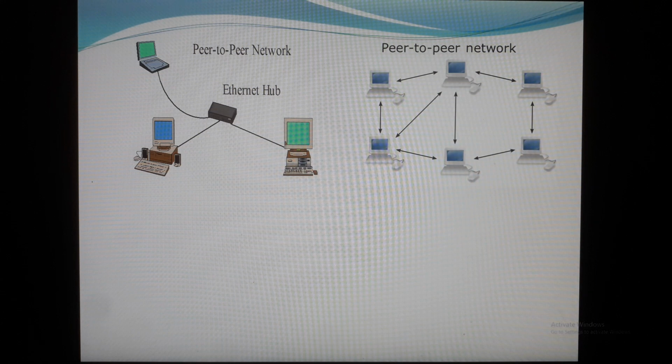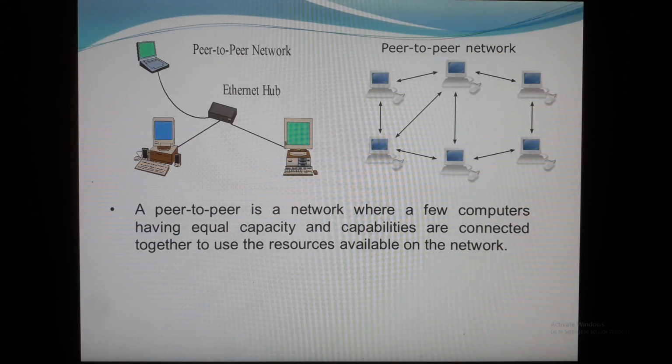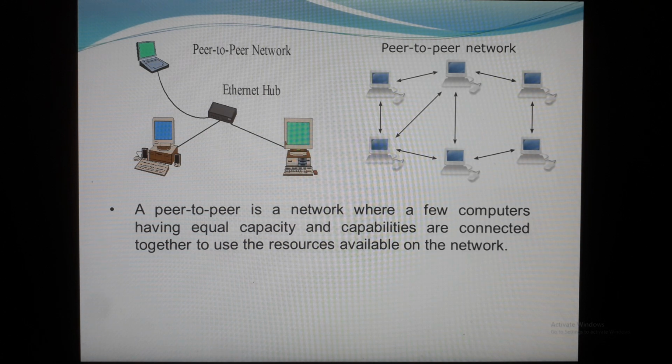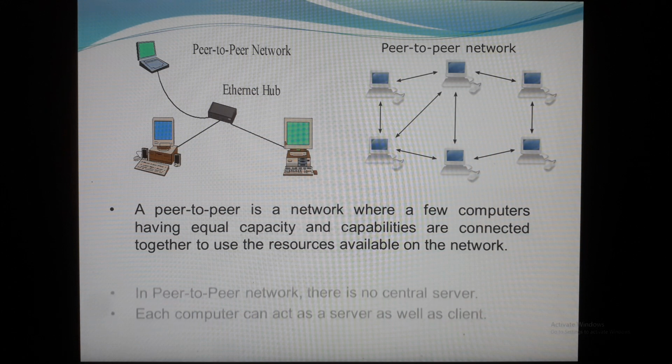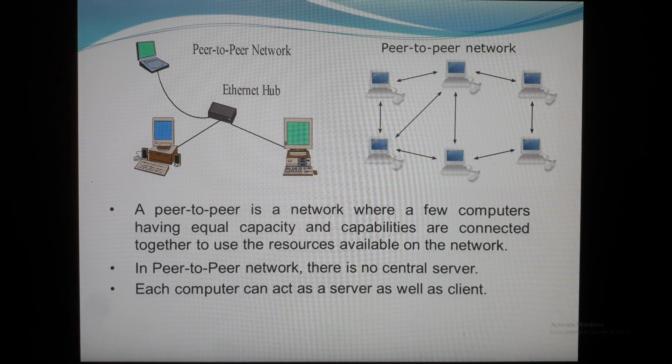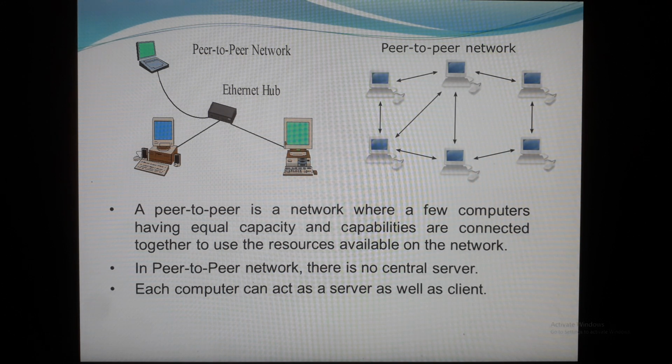So let us go through the features of peer-to-peer network. A peer-to-peer is a network where a few computers having equal capacity are connected together to use the resources available on the network. In peer-to-peer network, there is no central server. Each computer can act as a server as well as a client.